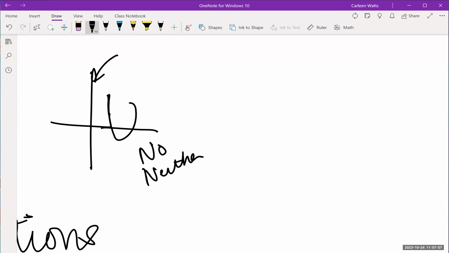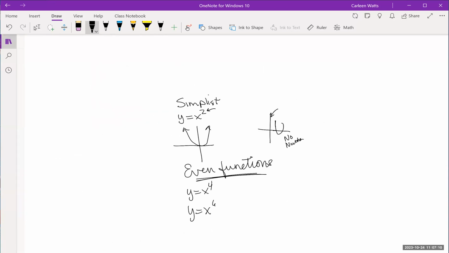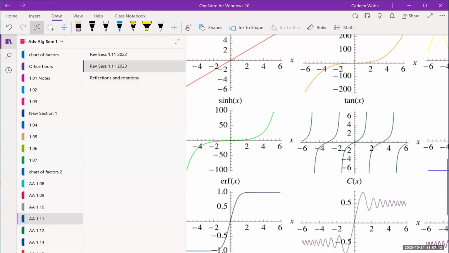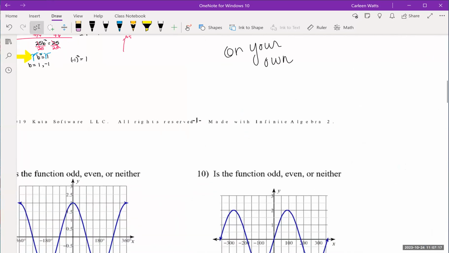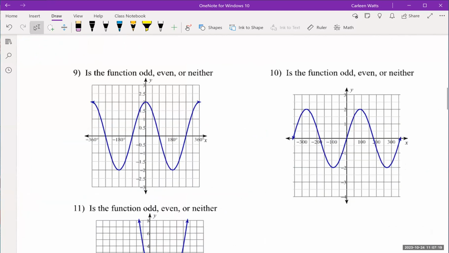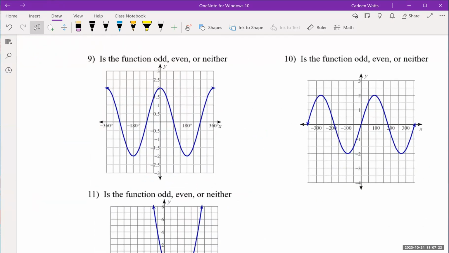Okay. So number 9, even. Now let's look at number 10. Okay, I'm going to try to be super tricky. Let's see if I can be super tricky.